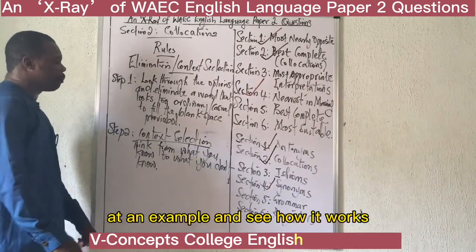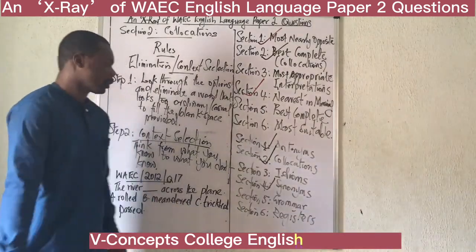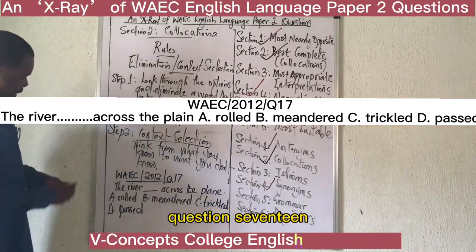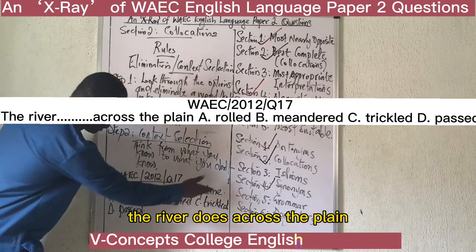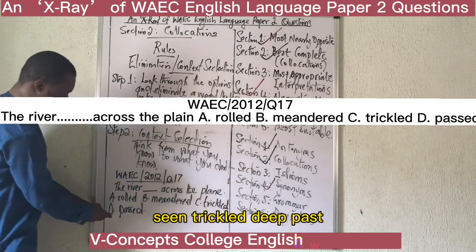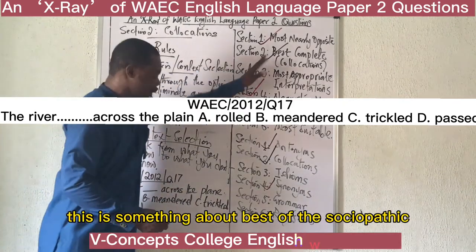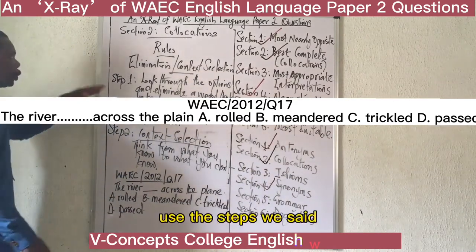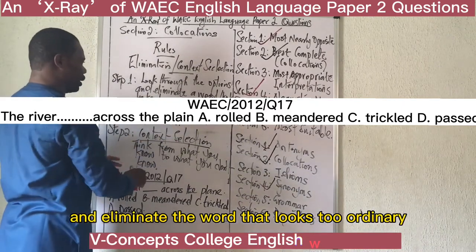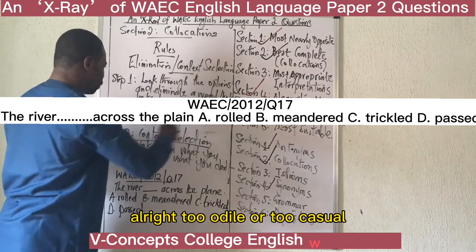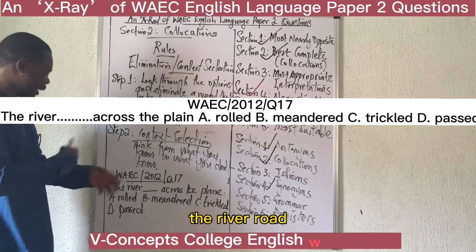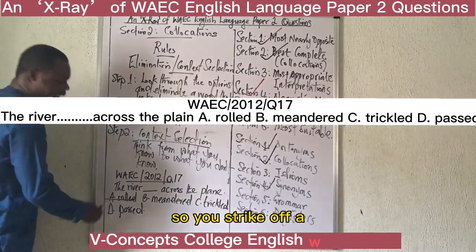Now let's look at an example and see how it works. WAEC 2012 question 17. The river dashed across the plain. A. Rolled. B. Meandered. C. Trickled. D. Passed. This is talking about best complete, so choose the option that best completes the sentence. Use the steps. Look through the options and eliminate a word that looks too ordinary or too casual to fill the blank space. The river rolled. How can the river roll? The river doesn't have to roll, so you strike off A.